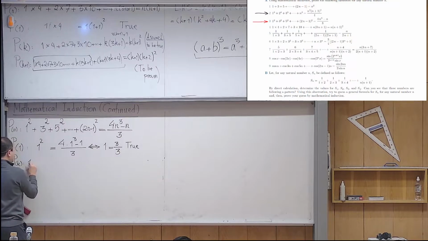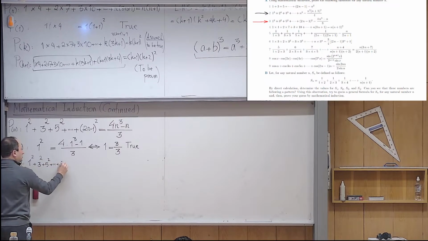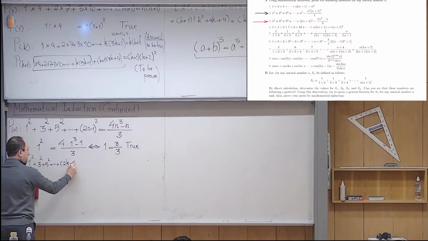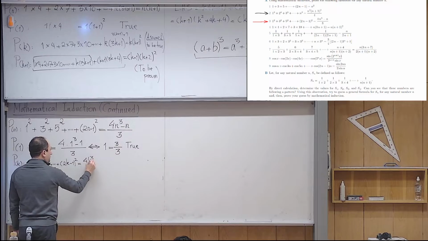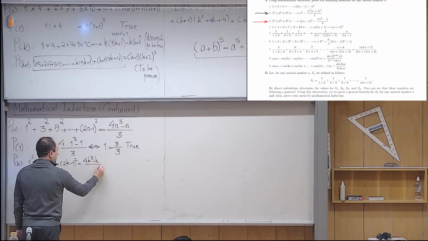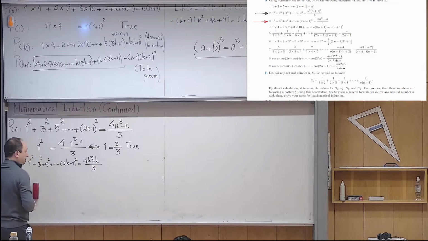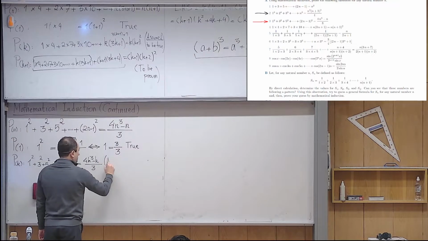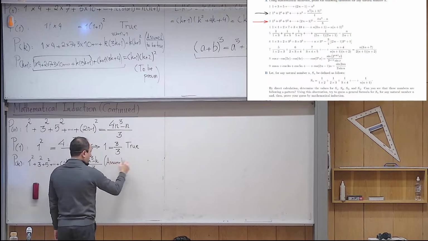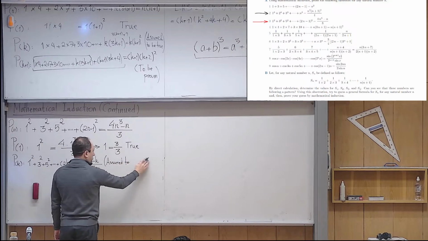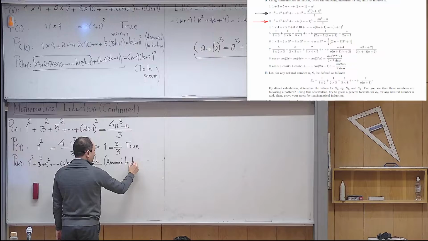So what happens? It becomes 1 squared plus 3 squared plus 5 squared, and then you continue until (2k minus 1) squared. On the right hand side, you write 4k cubed minus k, divided by 3. So this one is assumed to be true. It's better to write these things when you answer them in the exam: assumed to be true.